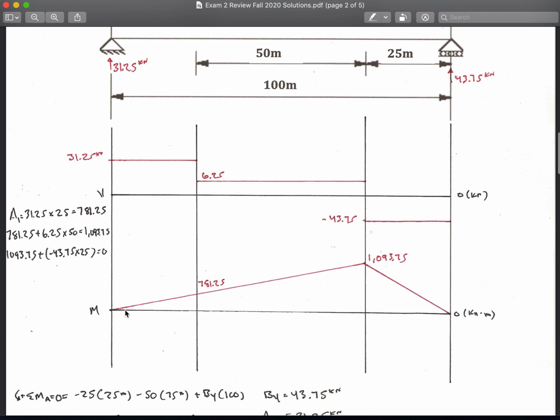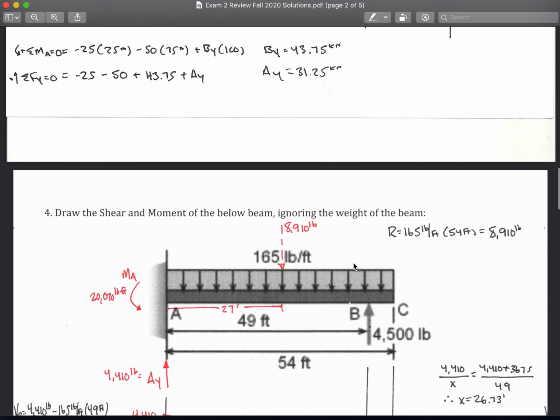Now you need to ensure that these lines have the same slope from here to here, so that when it transitions from this space to this space, the same slope is transitioned. So it's a consistent moment. Okay, that's how I did the moment diagram for this problem.